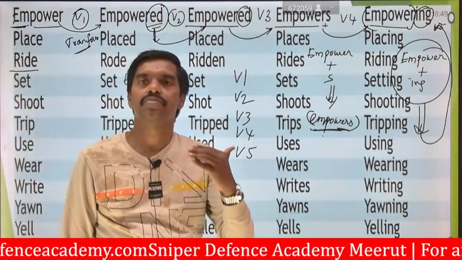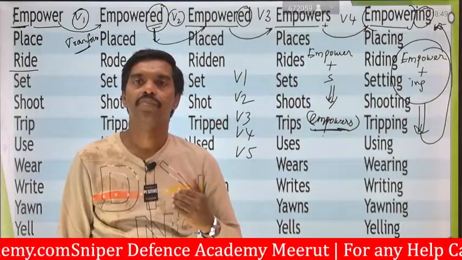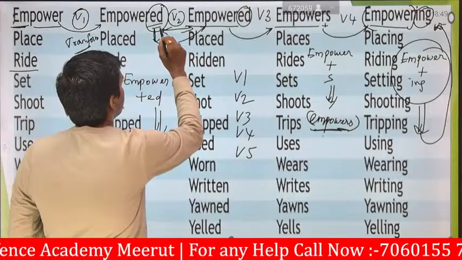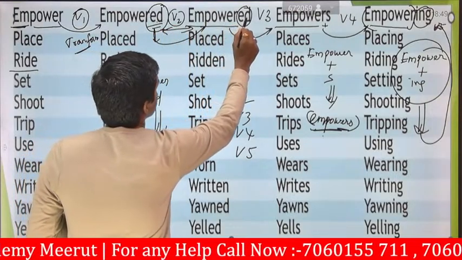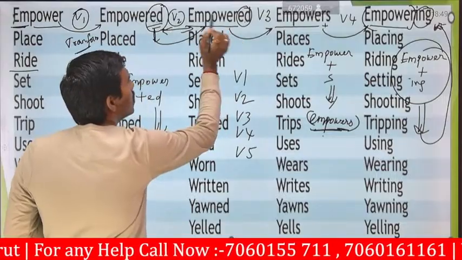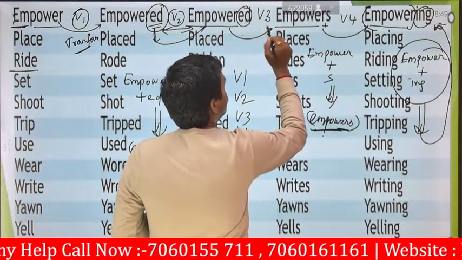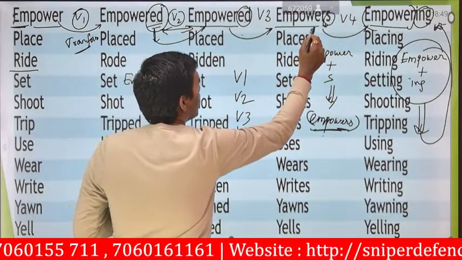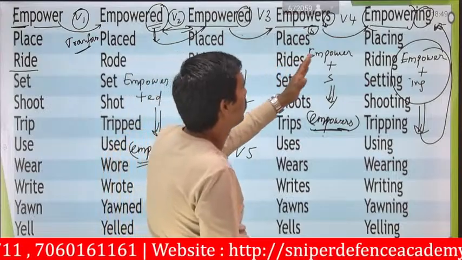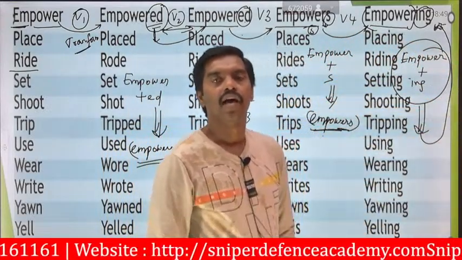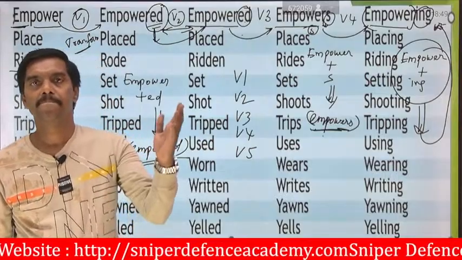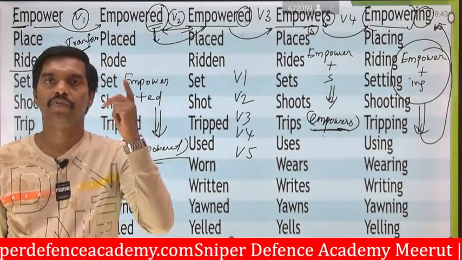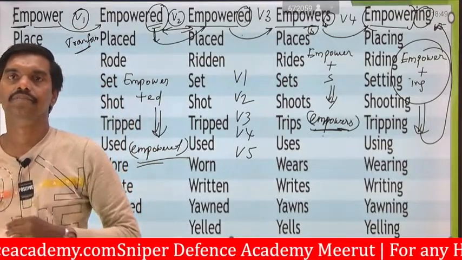Again, if you transfer this V2 to V3, it will be similar to V2, always the same. You know that ED will be expressed in terms of ED here, empowered. And V3 to V4 will be expressed in terms of S will be added. V4 to V5 will be expressed in terms of ing, that is empower plus ing, which gives empowering. Okay.